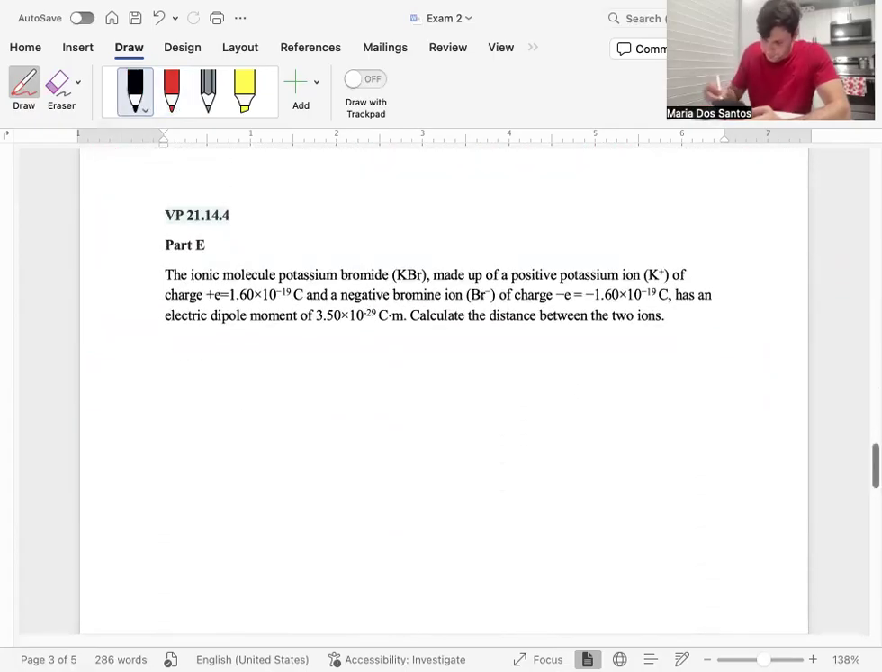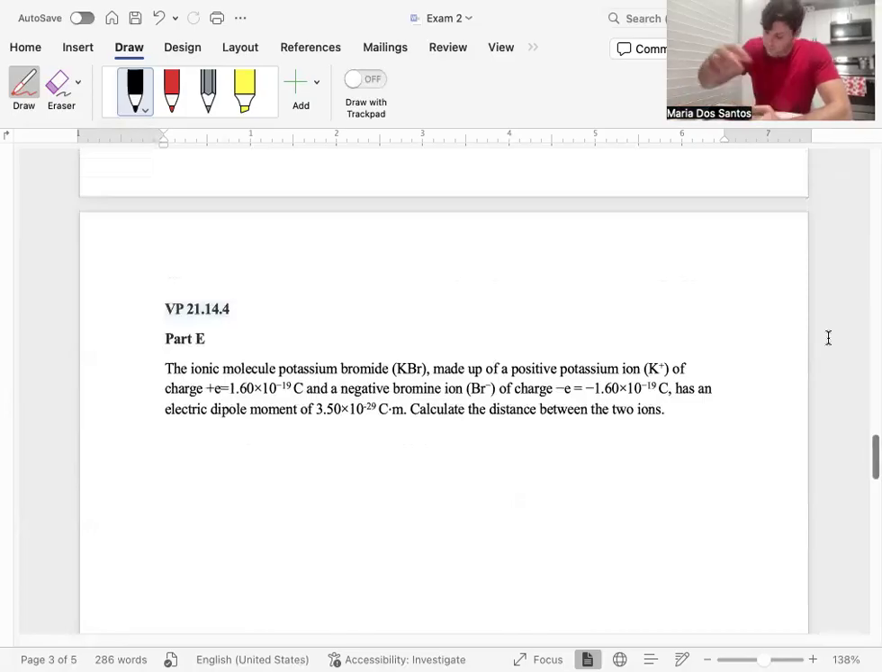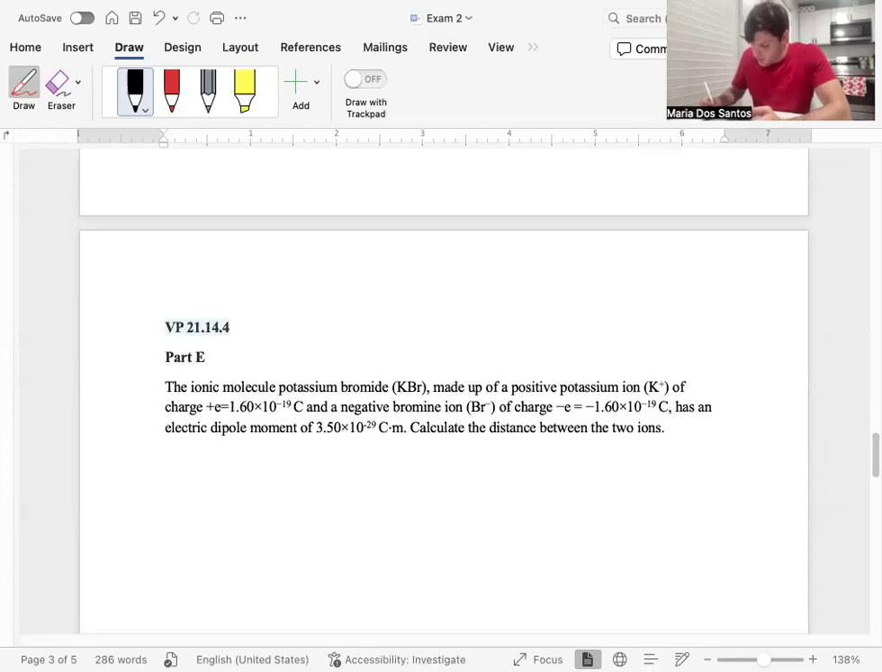Okay, part E. The ionic molecule potassium bromide is made out of a positive potassium ion of charge plus e equal to 1.60 times 10 to the power of minus 19 C, and a negative bromine ion Br of charge minus e equal to negative 1.60 times 10 to the power of minus 19 C, has an electric dipole moment of 3.50 times 10 to the power minus 29 C·m. Calculate the distance between the two ions.